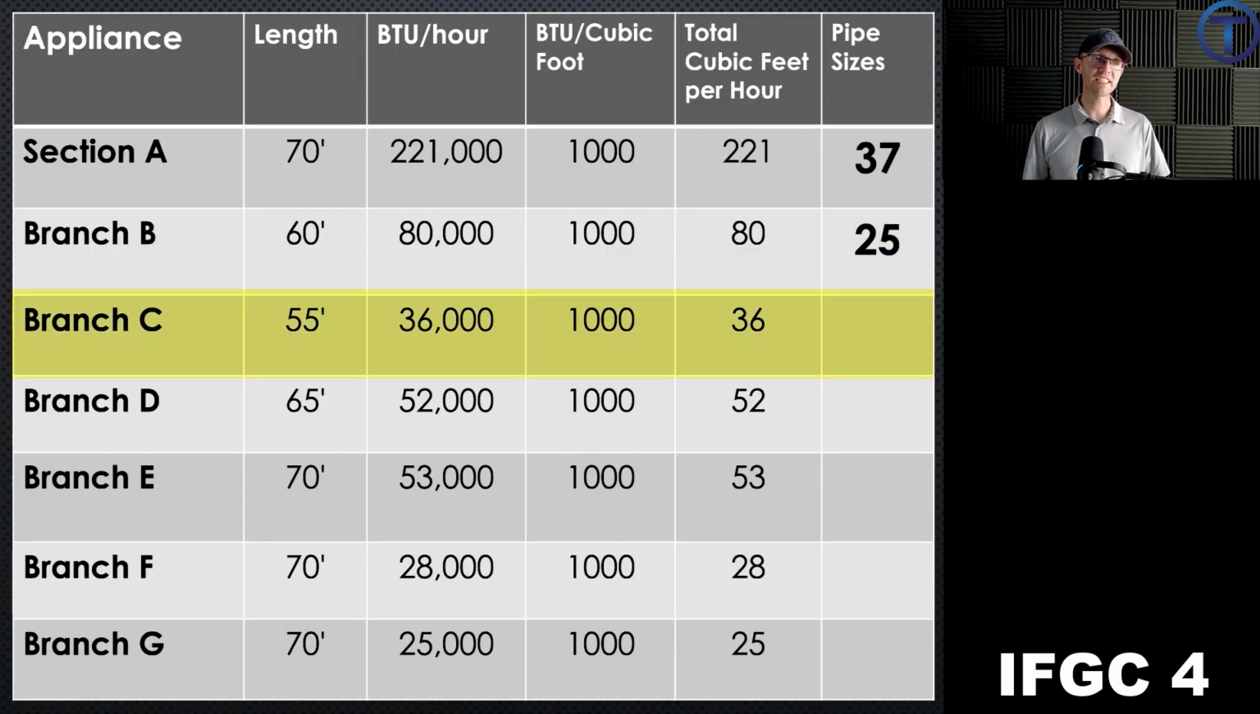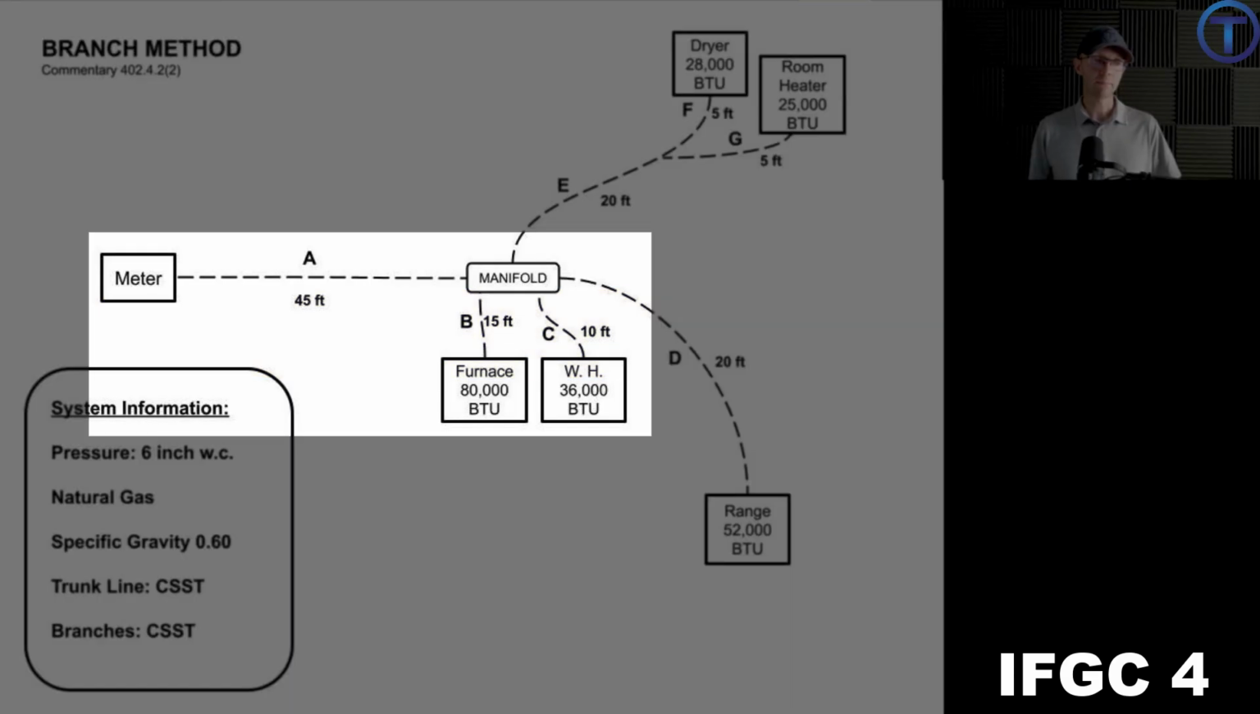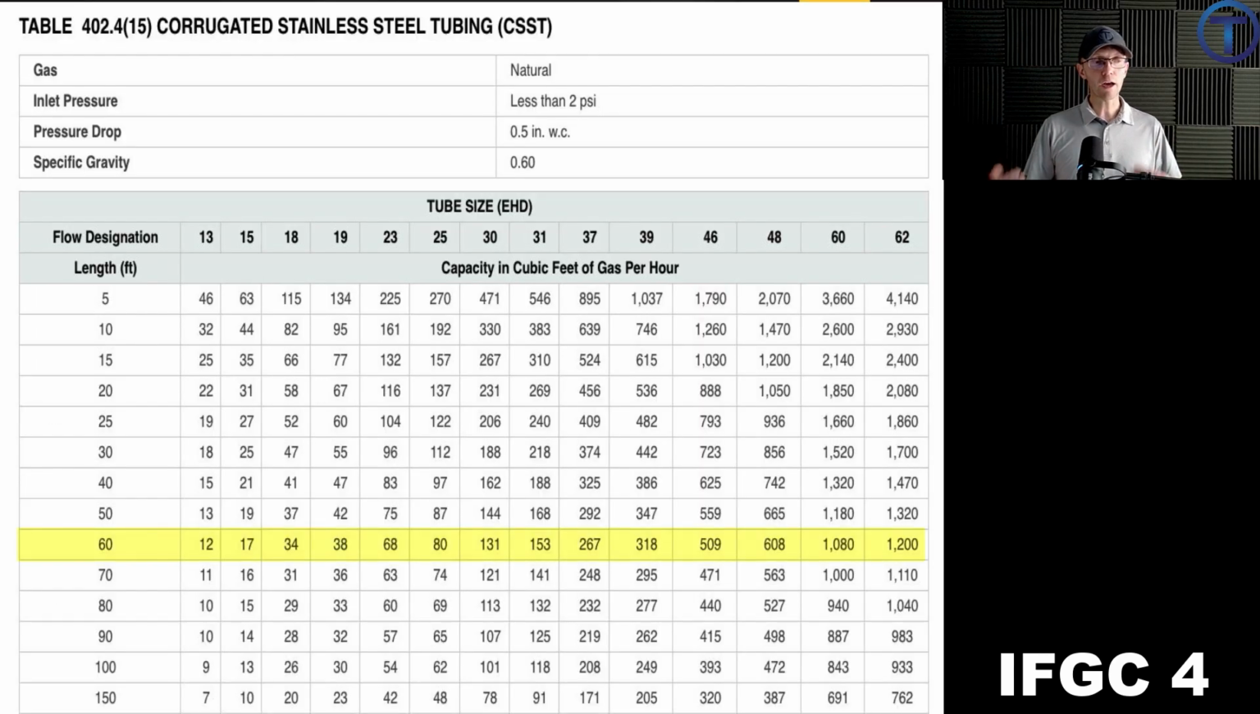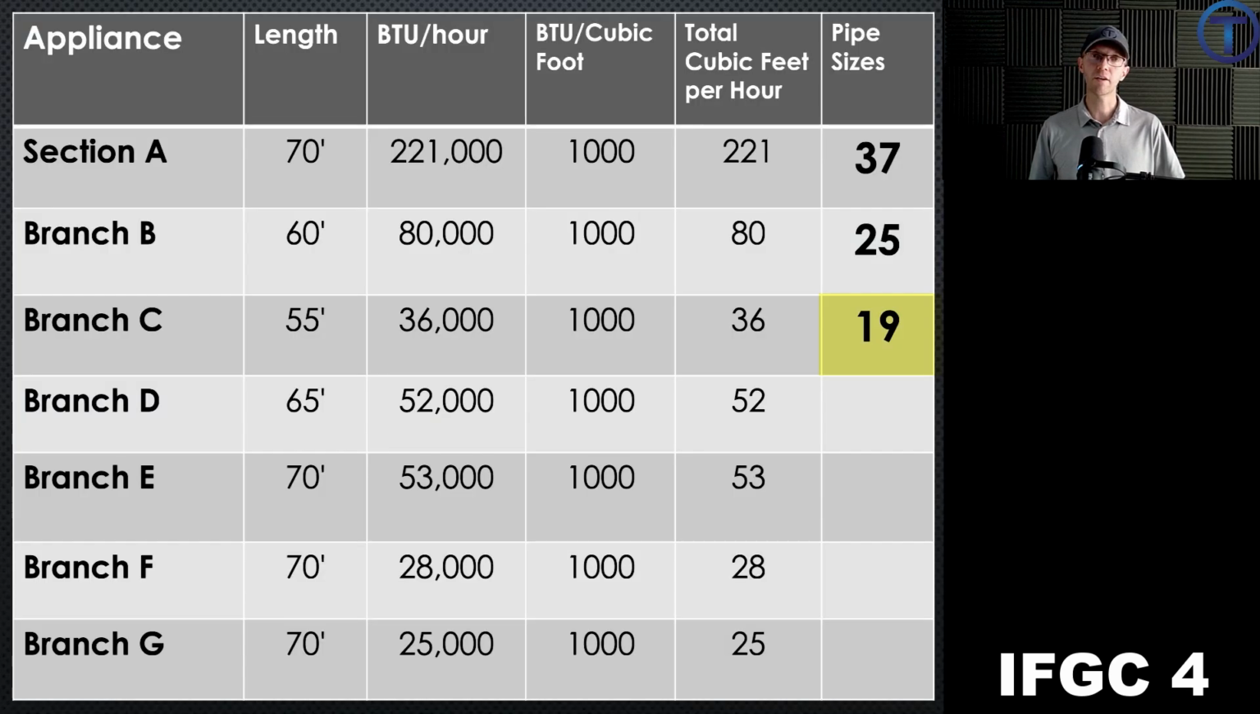Let's go to branch C. We have a distance of 55 feet and 36 cubic feet per hour. Branch C runs from the meter to the water heater. There is not a row here for 55 feet, so we'll have to go on to line 60 on our length, and we're coming across with 36 cubic feet per hour. That's more than 34. It's less than 38, so we can stay in this column, go to the top, and we find a tubing size of 19. We'll put that on our table.